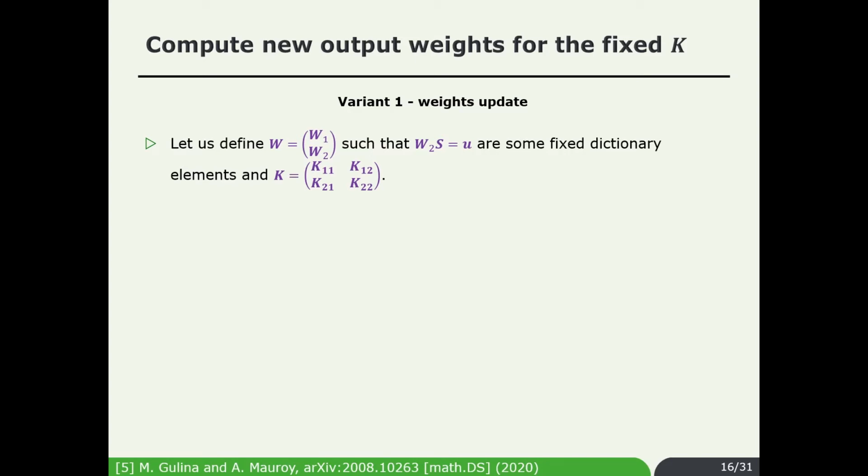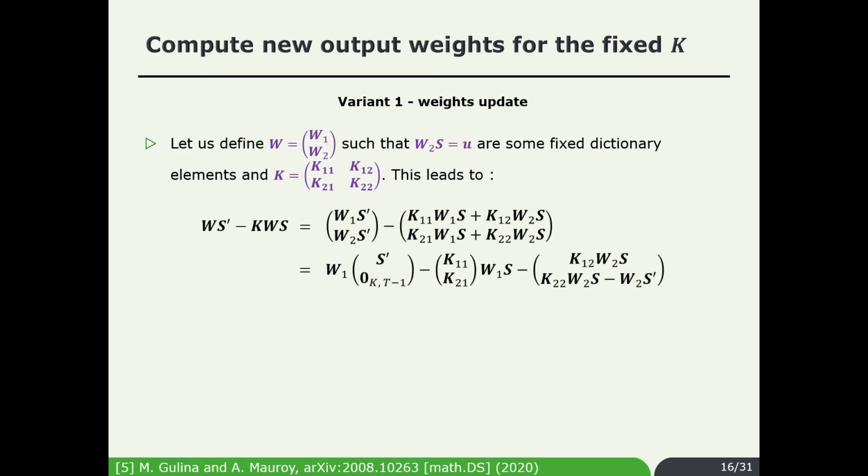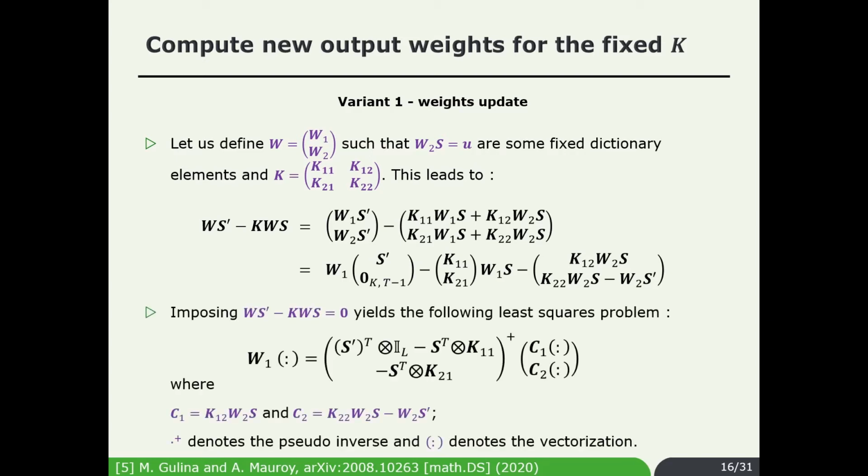This definition splits the Koopman matrix into 4 blocks and leads us to rewrite this expression. The best weights are the ones that cancel this difference. Imposing that this equals 0 yields the following least squares problem, thanks to the Sylvester equation. C1 and C2 are the independent terms. The plus denotes the pseudo-inverse as previously, and the two vertical dots between parentheses denote the vectorization.